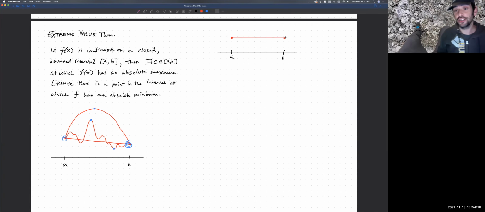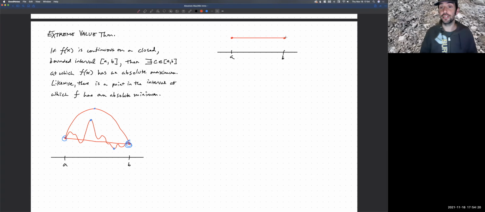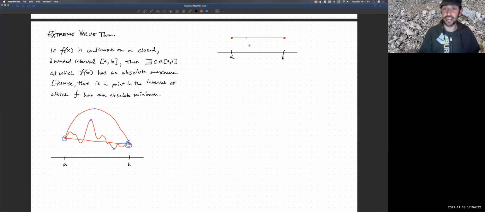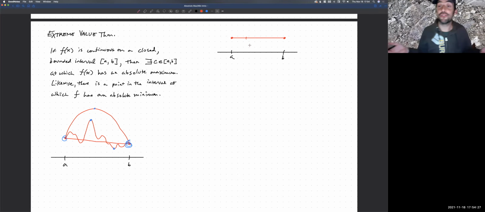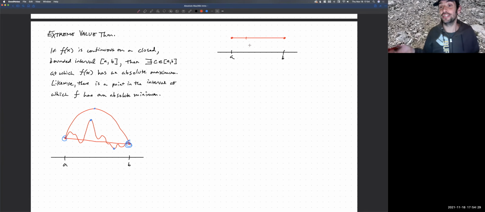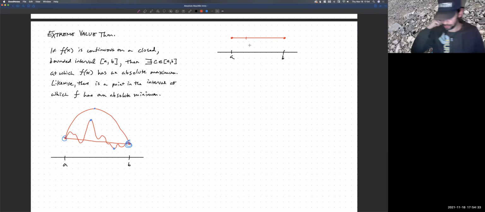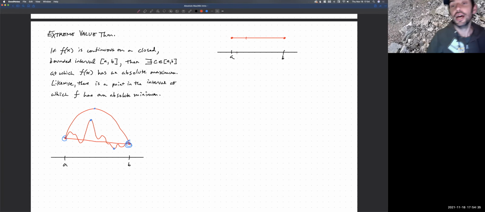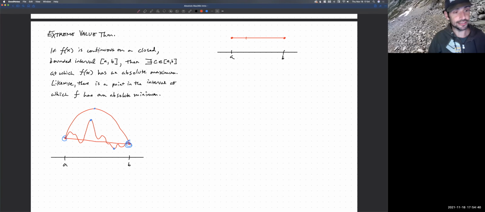Remember the definition, it's an absolute minimum if every other value is greater than or equal to it. And if I pick any point in here, every other value of the function is less than or equal to that value, and every other point is greater than or equal to that. They're all equal, right? So the whole thing is maximums and minimums. All these little pieces are important.